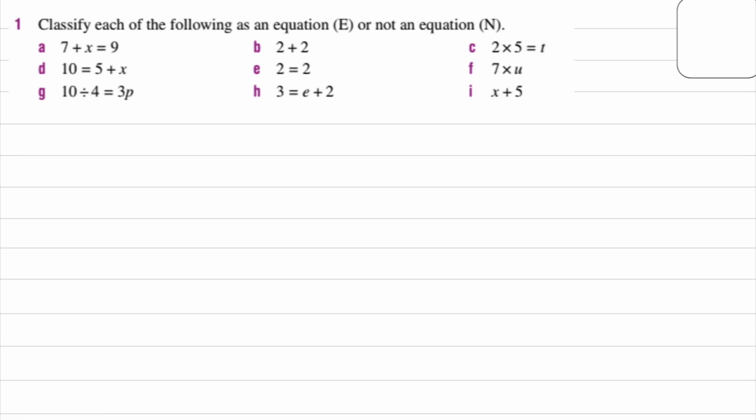In this video, we will have some exercises about equations. And the first question is quite easy. Let's classify each of the following as an equation or not an equation. Okay, let's go. Question 1.